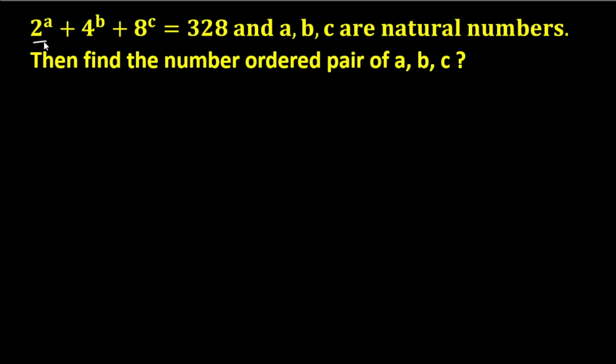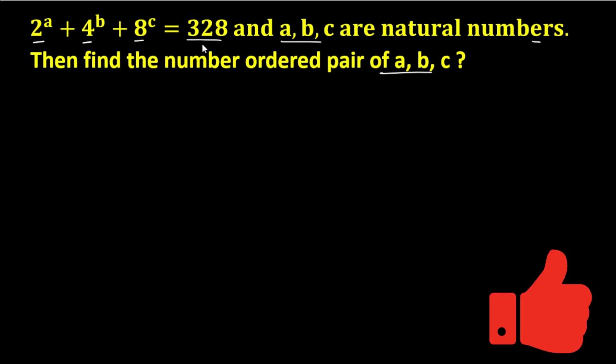Here we have 2^a + 4^b + 8^c = 328, and a, b, c are natural numbers. Then find the number of ordered pairs of a, b and c, meaning how many ordered triples of a, b, c satisfy this equation.